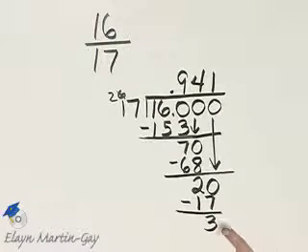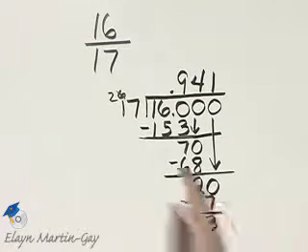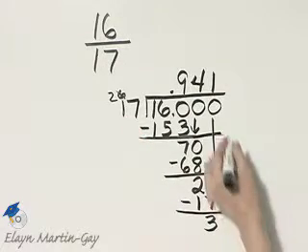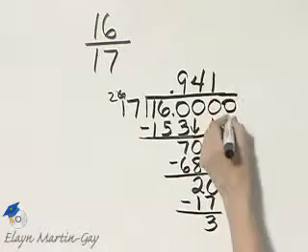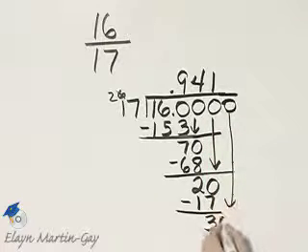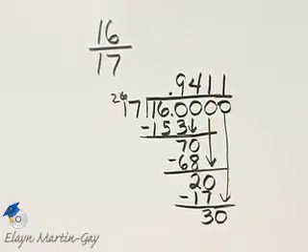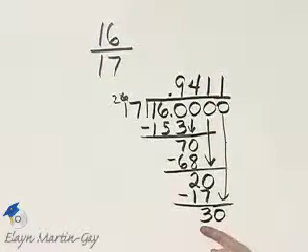Now notice, I don't talk about this much, but each time you should be checking to see that your remainder is less than your divisor. All right, so I'll bring down one more 0. How many times does 17 divide into 30? Well, it will divide 1 time, right? Because 2 times would be 34, and that would be too much.